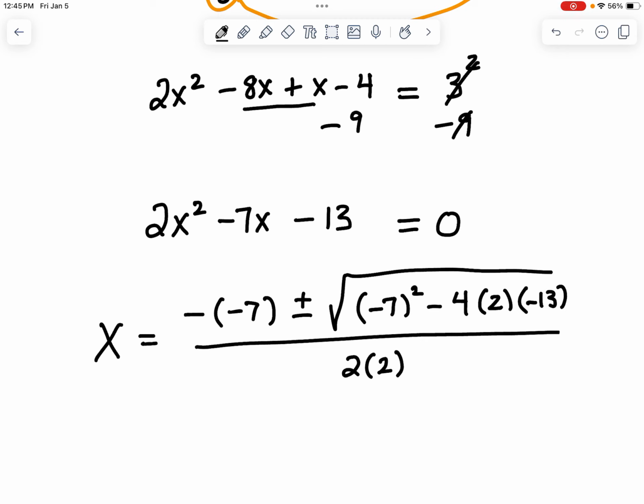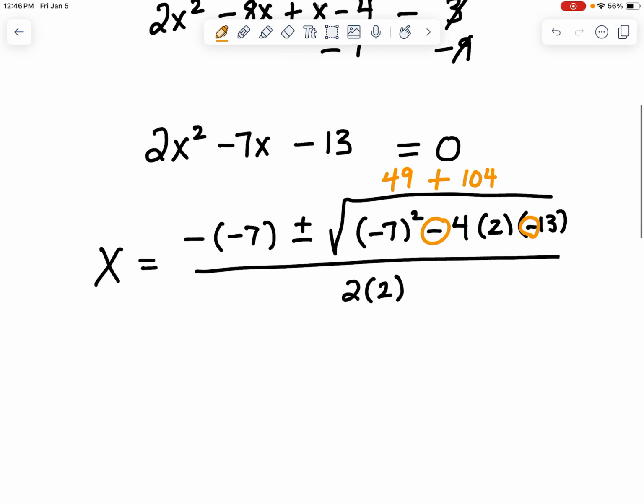The next thing that I like to do is figure out what's inside of this square root. And it helps to have an orange pen to do that. So negative 7 squared is 49. And then negative means we're going to have positive an 8 times a 13. So what is an 8 times a 13? The calculator on the side says that is 104.